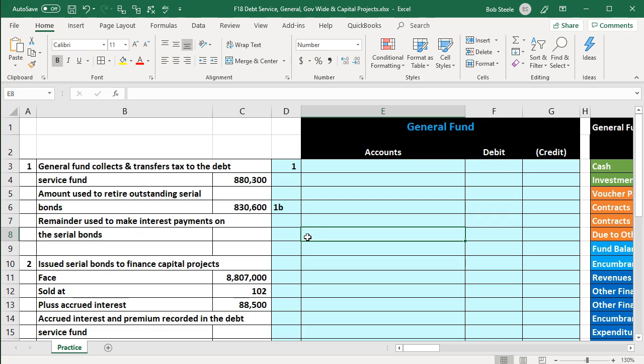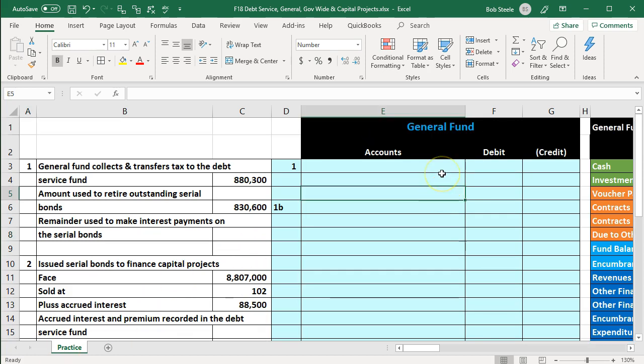First one, general fund collects and transfers tax to the debt service fund in the amount of $880,300. Amount used to retire outstanding serial bonds is the $830,600. Remainder used to make interest payments on the serial bonds.